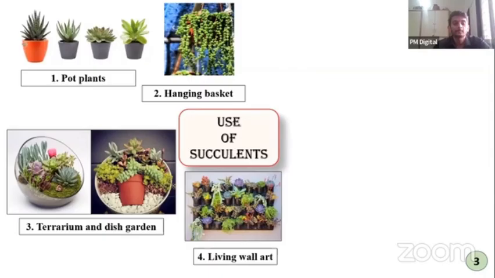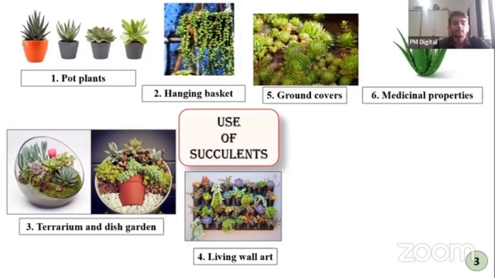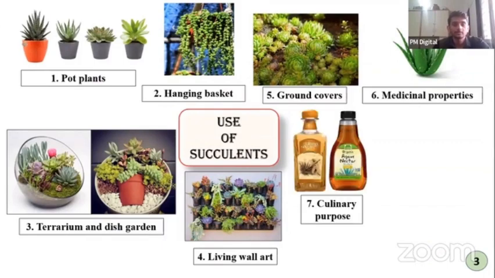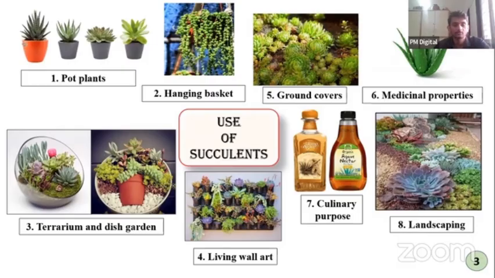Next is medicinal property. In case of aloe vera, it has antioxidant, antibacterial, and antifungal properties, and it is the most popular medicinal plant in the world. Next is culinary purpose. One succulent is agave. One wine is made from that particular agave plant, known as tequila. This tequila is most popular in Mexico, and it contains 45 to 50% alcohol. Next is landscaping. Succulents are highly useful in xeriscaping where water is scarce.